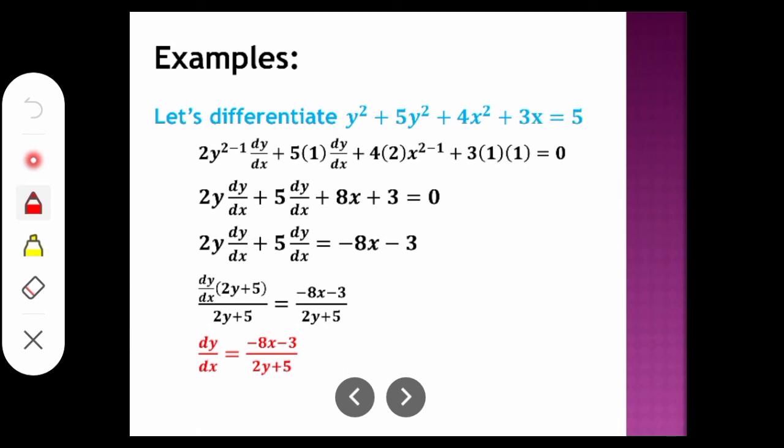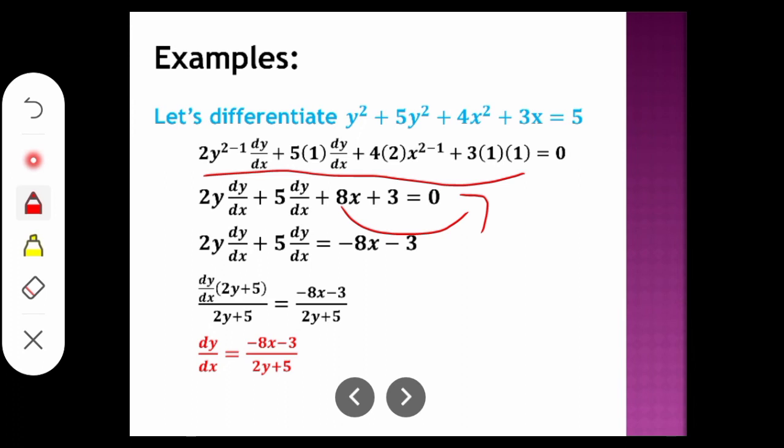Then 2y dy over dx plus 5 dy over dx equals negative 4x minus 3. So we need to move our terms to the other side, no? Then solve it, so we factor out dy over dx, quantity of 2y plus 5, and divide both sides by 2y plus 5.